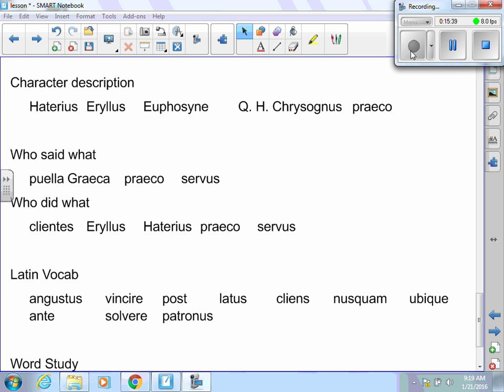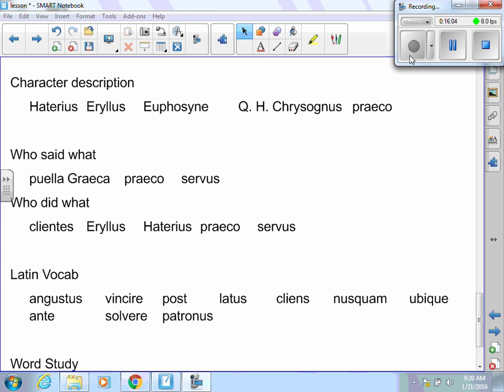the herald. Who said what? You have two different sections of who said what. One of them is going to have Puella the Greek girl, the Pryco, the herald, and the Servus, slave. Who did what? Cleanthes, Euryalus, Haterus, Pryco, and Servus are going to give you a description of what somebody did, and you're going to have to match that up with their Latin vocabulary.